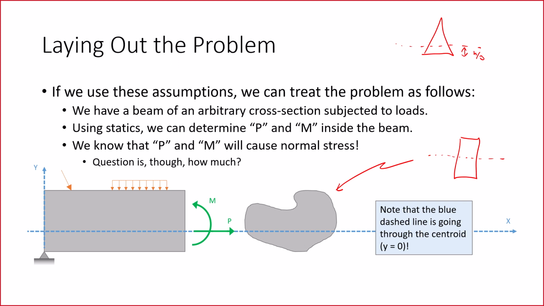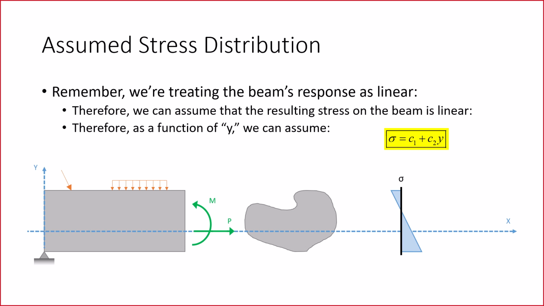So, two unknowns. I need a stress profile that can capture those two unknowns, a stress profile that has two arbitrary constants. And so what I'm going to do for this derivation is assume what I think the stress distribution is going to look like. And based off all those assumptions I made earlier, I'm going to assume that the stress distribution is going to be linear. Okay? So the equation of a line is what?